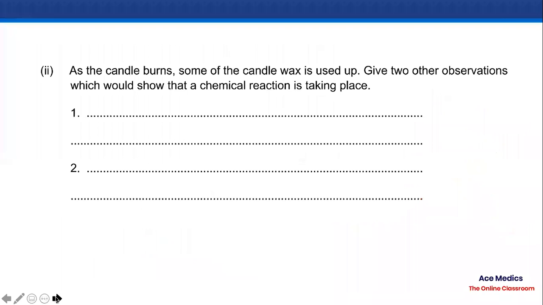Right, next question then. So as the candle burns, some of the candle wax is used up. Give 2 other observations which would show that chemical reaction is taking place. Okay, what are those observations? Let's see. Okay, so somebody said heat. Can we explore that a little bit? Can we explain that a little bit? What do we mean by heat?